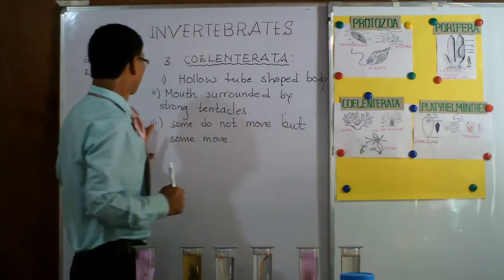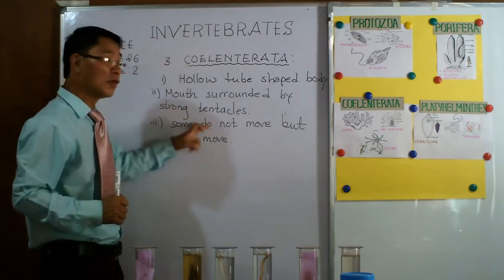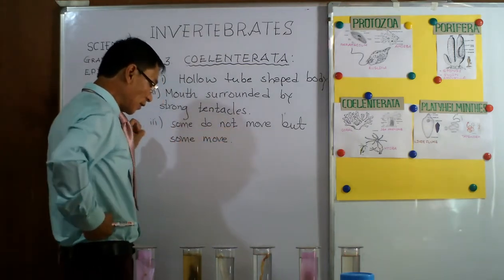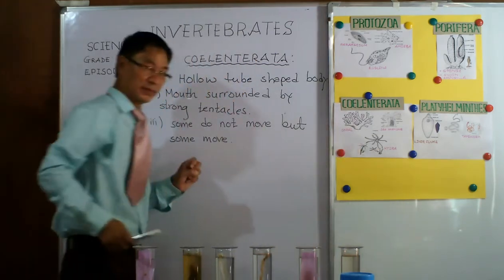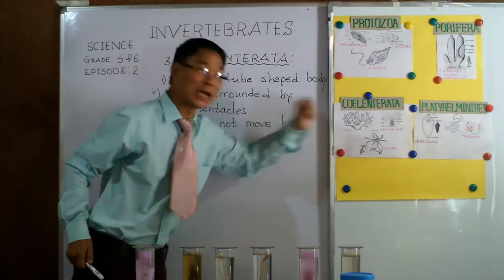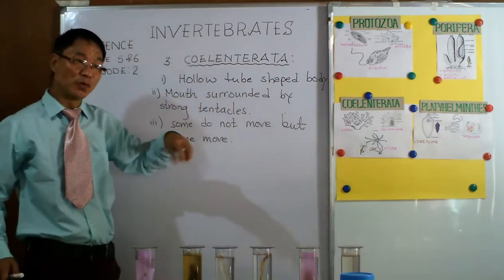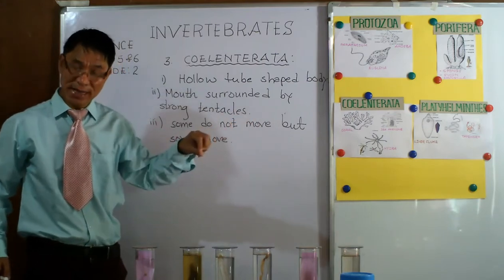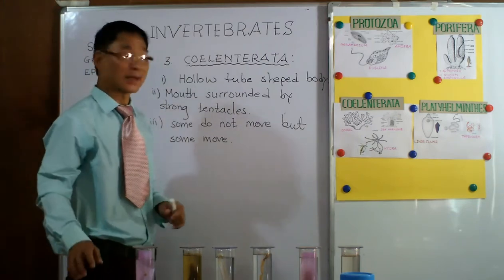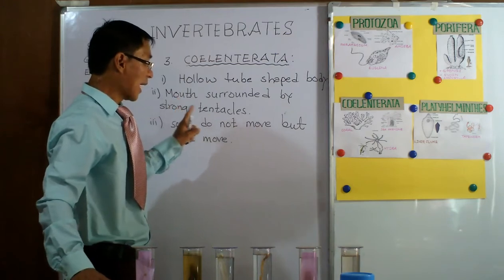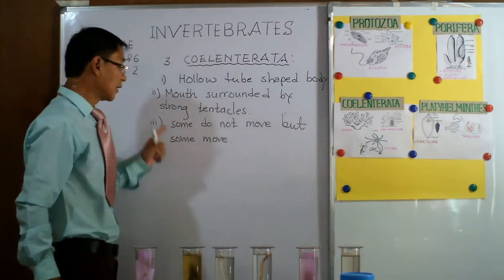Now next one is some do not move but some move, means some Cylindrica animals move from one place to another, and some do not move from one place to another. For example, coral and sea anemone, they do not move from one place to another, but in case of hydra, hydra moves from one place to another in search of food and to get away from enemies. So these are some of the very important characteristics of Cylindrica, and we can get the clear pictures later on when you watch this video.